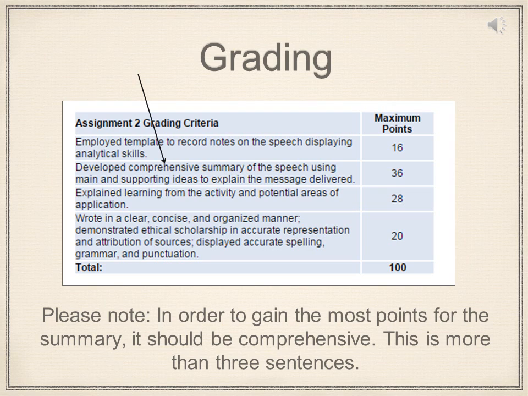As always, you'll see the grading criteria at the very bottom of your assignment. All instructors have to use this to grade your assignment. Notice where it says, developed comprehensive summary of the speech using main and supporting ideas to explain the message delivered. Please note, in order to gain the most points for the summary, it should be comprehensive. This is more than 2 or 3 sentences.